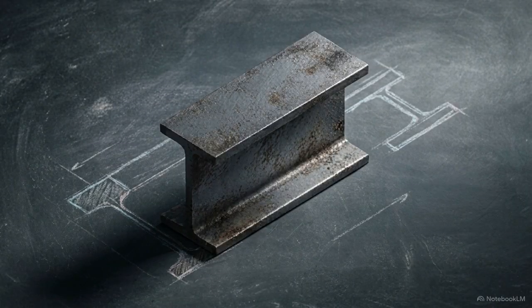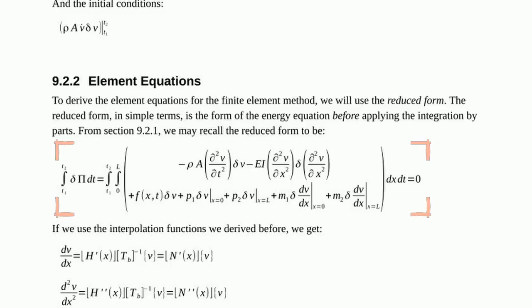Our derivation begins with the reduced form of the energy equation. Looking at this integral derived from Hamilton's principle, we see the total energy balance. Inside the bracket, the inertia term resists acceleration, and the EI stiffness term determines resistance to curvature. Finally, external work from loads balances the internal energy.